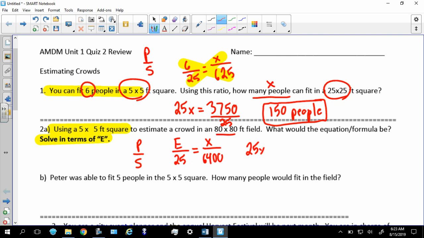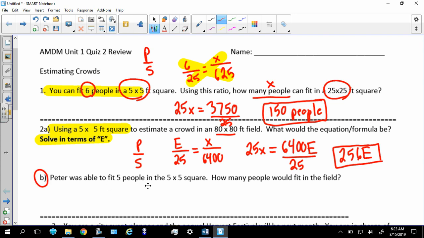You get 25x is equal to 6,400 E. Remember, keep that E, stick it on there. You're going to divide that by 25, and your answer is going to be 256 E. Now remember, your answer is in the form of an expression, so you're always going to have that E on there. Now, for B, it says Peter was able to fit 5 people in the square.